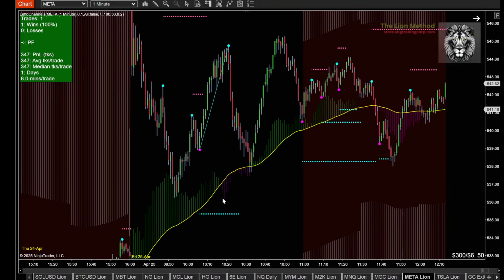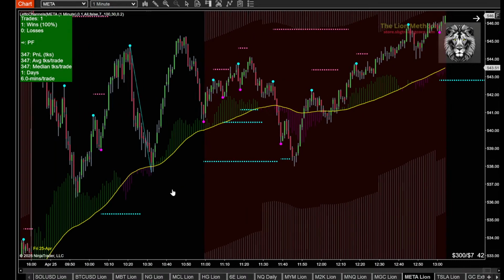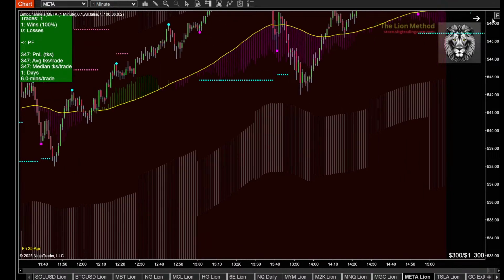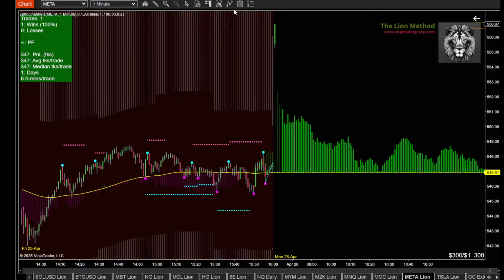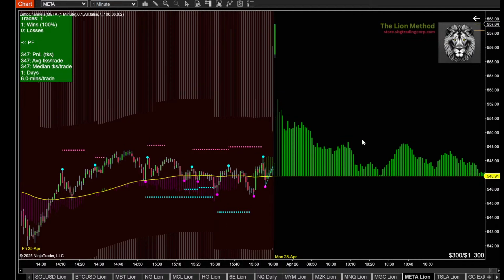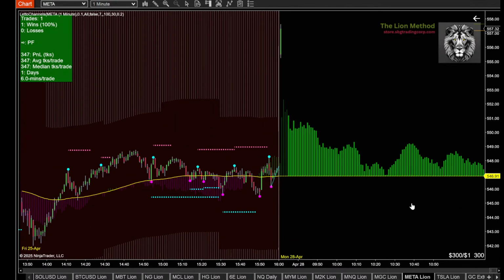Let's take a look. This was a little bit of a trend trade in Meta. If you want to go long on Zuckerberg, you could have bought here, and this is a nice little scalp. Again, the green histogram helps us out. So Leto Channels provides the channels, and it provides the 100 MA, and it provides the tendency histogram. So that's how we do it.